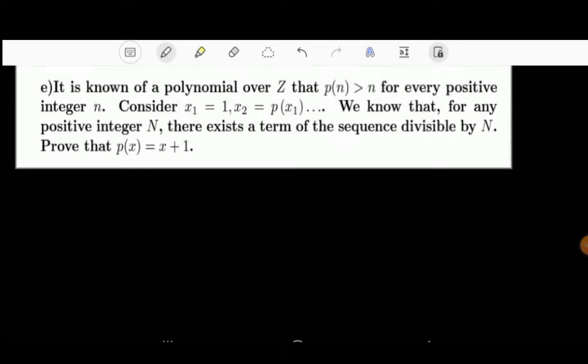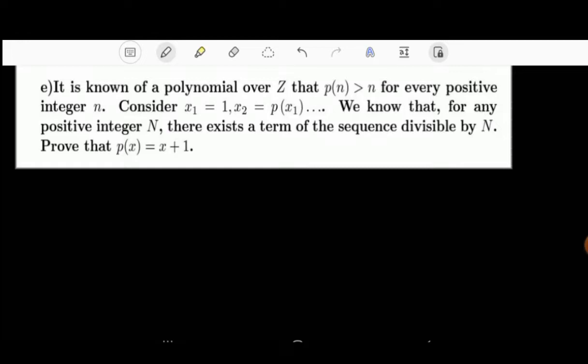So the problem states that it is known of a polynomial over Z that P of n is greater than n for every positive integer n. Consider x1 is equal to 1, x2 is equal to P of x1, and we know that for any positive integer capital N there exists a term of the sequence which is divisible by n. Prove that P of x is equal to x plus 1.